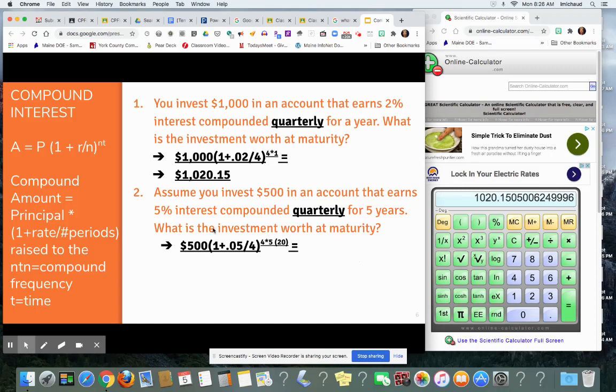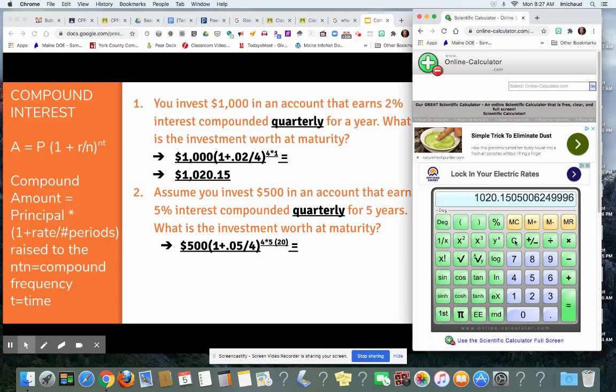So what's the principal? It's 500. 1 is a constant. The interest rate is 5%, so that's 0.05. How is it compounded? It's compounded quarterly, so that's going to be your N, your N in the NT right up here. So how it's compounded, that's your N. Your time is 5 years. So 4 times 5, this exponent here will be 20.